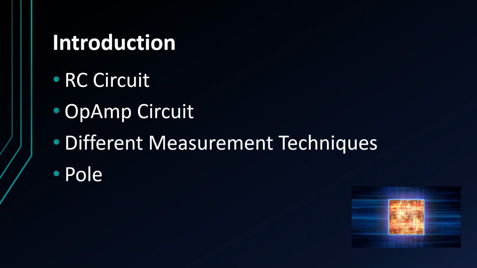Next, we're going to focus on different measurement techniques, to see which one's the best, which one's the fastest to do, and so on and so forth. And last, we're going to determine the pole, which in this setting will be a point where the system significantly reduces the energy that passes through the system, and that's gonna be around -3 dB.